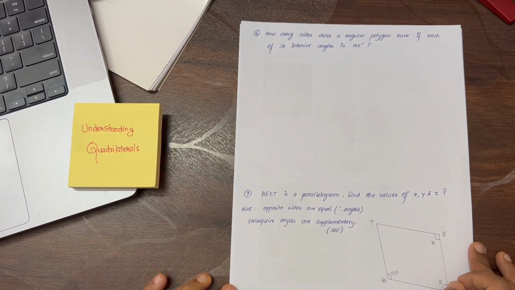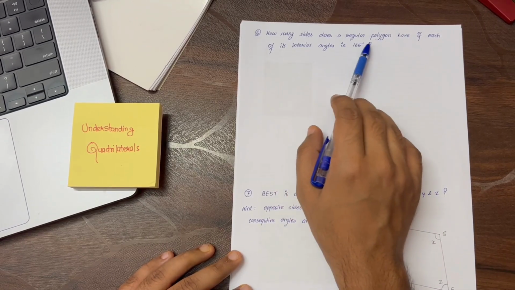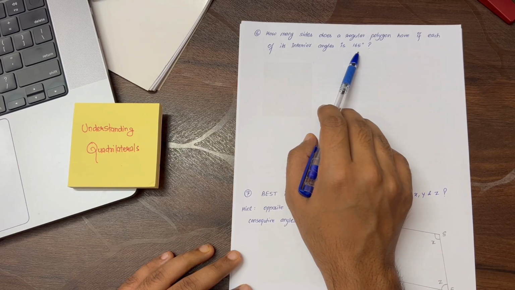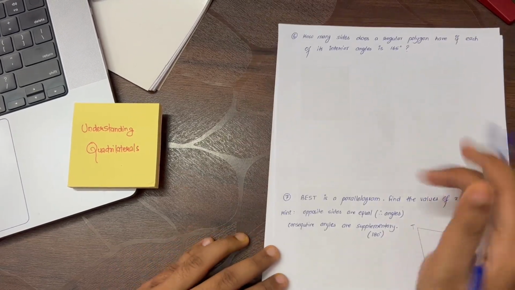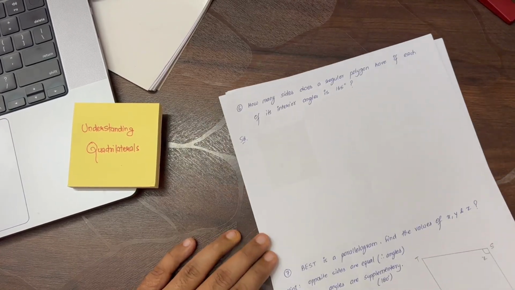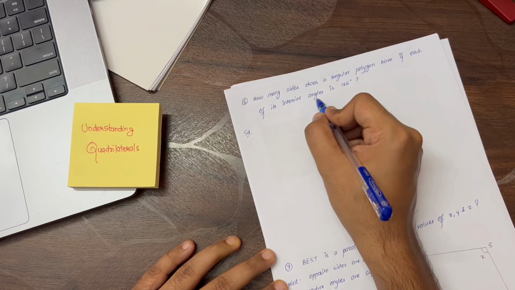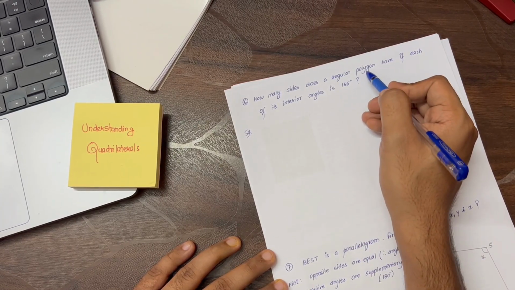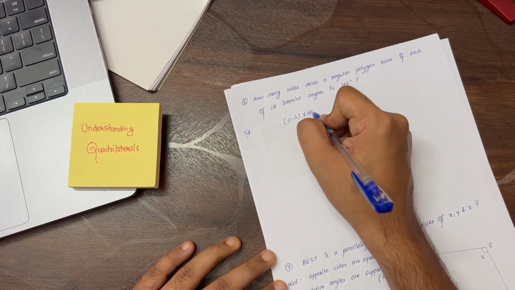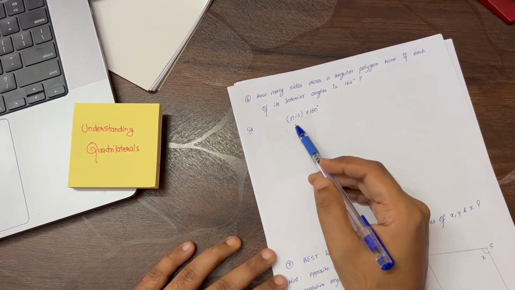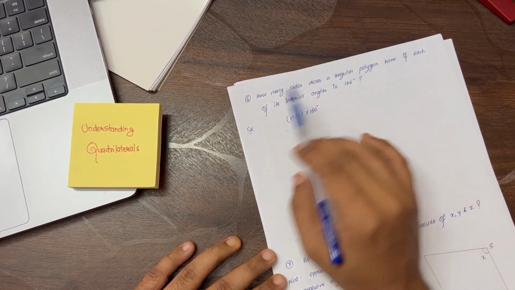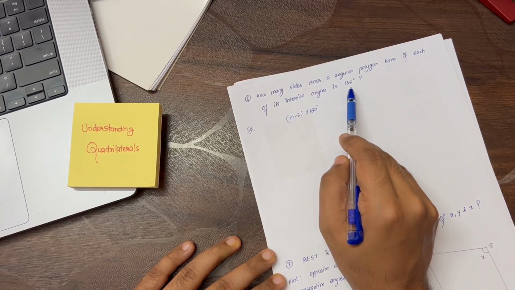Here we have this question: how many sides does a regular polygon have if each of its interior angles is 165 degrees? Let's go to the solution. As we know, the sum of all the interior angles in a regular polygon can be calculated by (n minus 2) into 180 degrees. Here we don't know how many sides there are, and that is what we have to find. And each of its interior angles is given as 165 degrees.